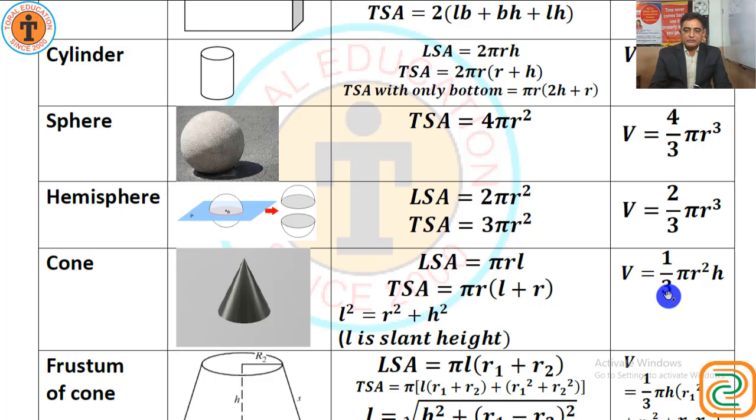Then volume is 1 by 3 pi R square H. Here volume of cylinder is pi R square H and volume of cone is 1 by 3 pi R square H. That means the volume of cone is 1/3 of the volume of cylinder.